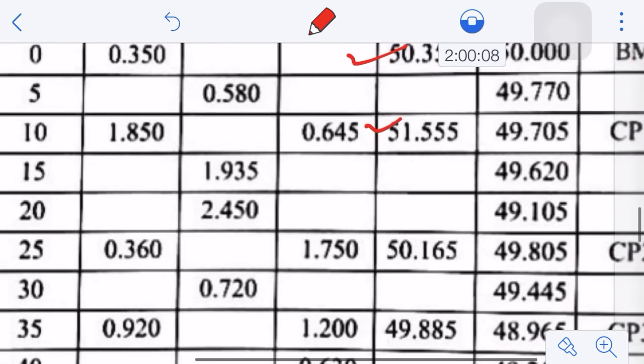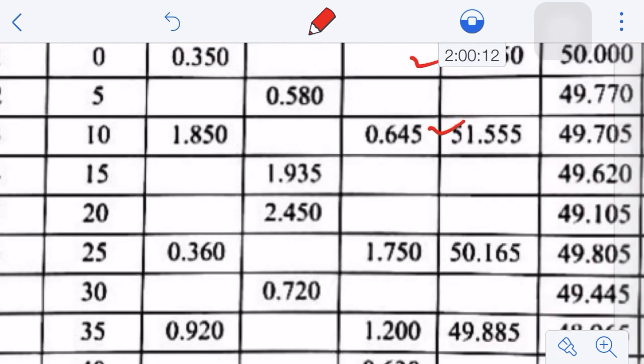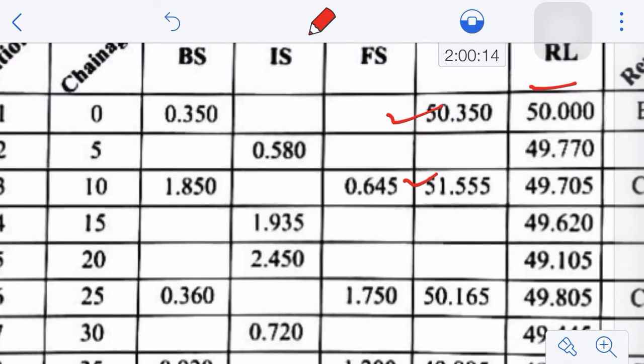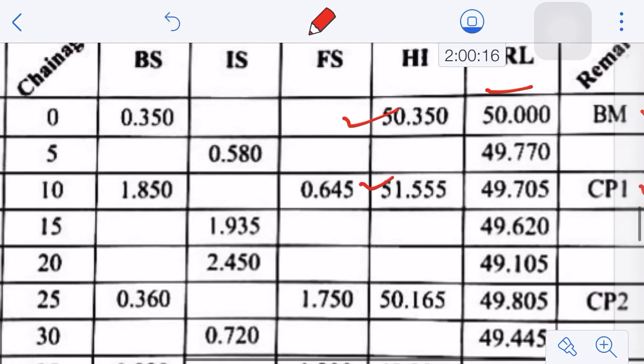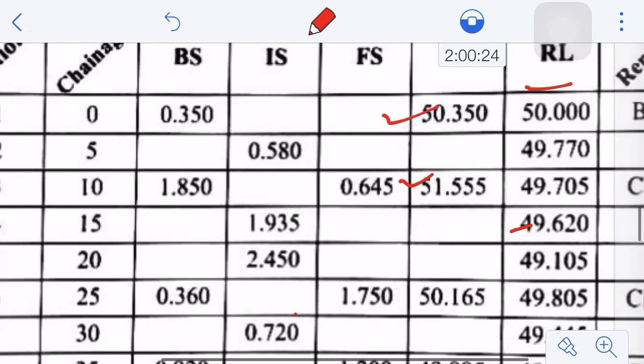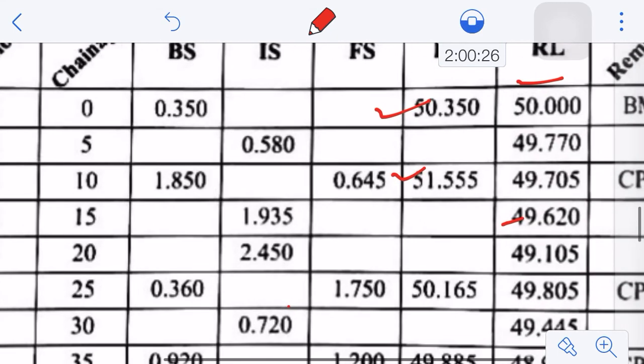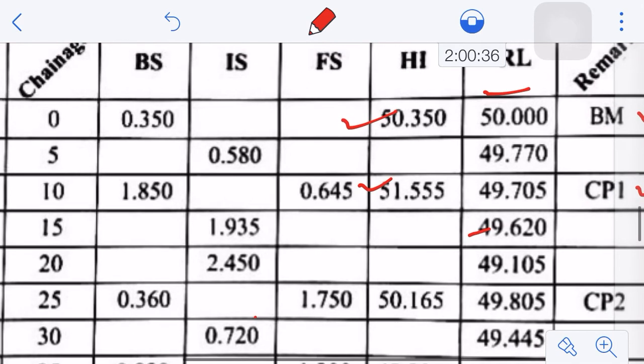Now you have to move further and compute the RL of the next station, that is station number 4. You have this IS reading, 1.935. It should be subtracted from your new HI, that is 51.355, so it would be 49.620, as you can see here. Then you can compute the RL for station number 5. You have the IS available as 2.450. It should be subtracted from the RL of the new HI, that is 51.355 again. So 51.355 minus 2.450 gives 49.105.